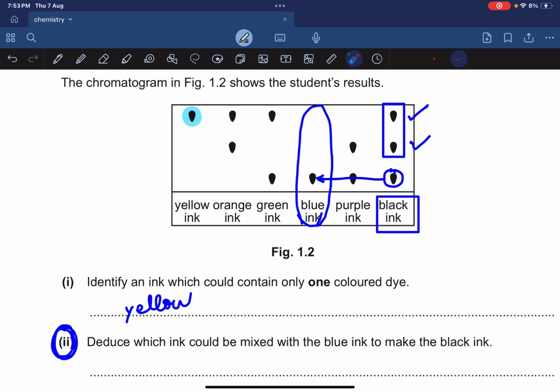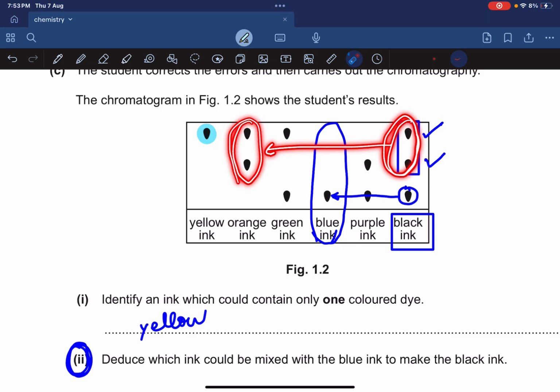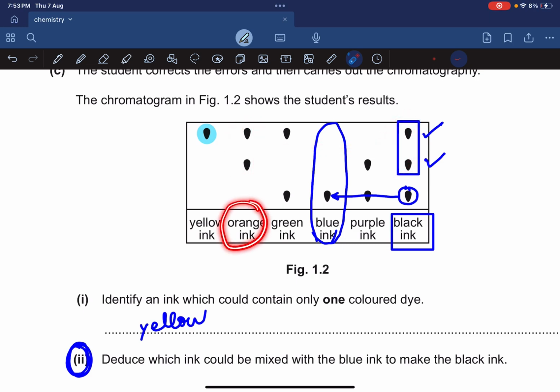If we mix this one right here, which is the blue dye, and these are 2 other dyes. If we mix these 2 other dyes with this blue dye, we can get black ink. So these 2 dyes together are present in orange ink. So basically, if we mix the orange ink with the blue ink, we have all 3 dyes to make the black ink. Okay, do you get it?